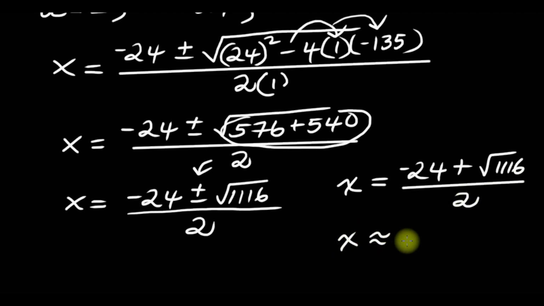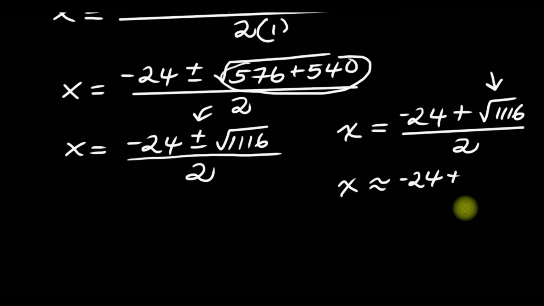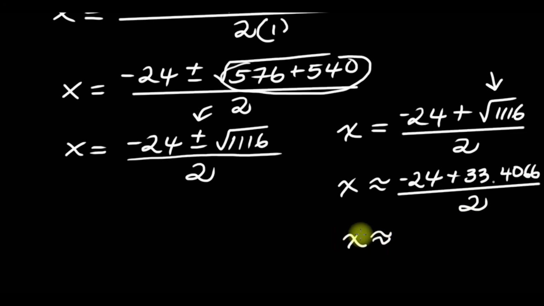Okay, so I'm going to have to use a calculator for this one, and I'm going to get an approximation because that's not a perfect square. So it's going to be negative 24 plus the square root of 1116, which is around 33.4066. And then divide that by 2. This is going to give me an approximation, and since I have to round this to the nearest tenth, it's going to be 4.7 feet.